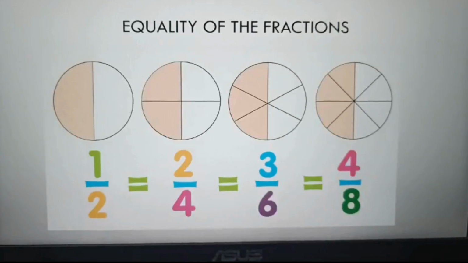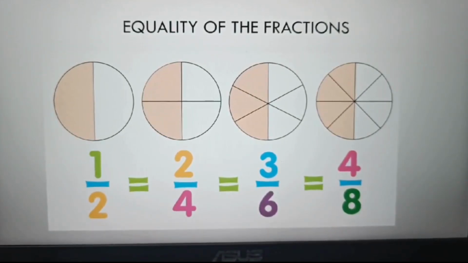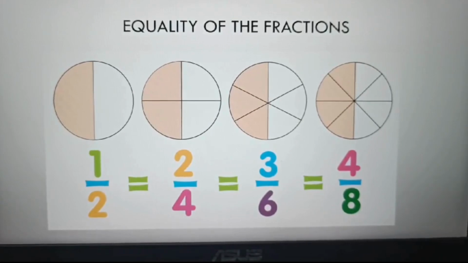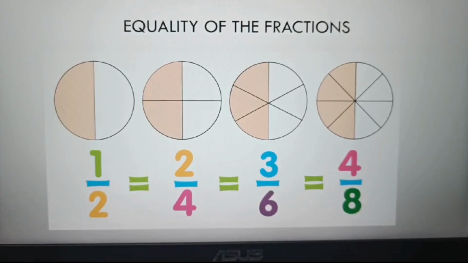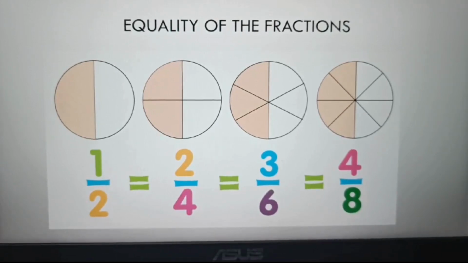So see here the equality of fractions. If you observe 1 by 2 and 2 by 4, 3 by 6 and 4 by 8, all these are equal. You know this well because the shaded region for all the fractions is the same. So they are equal. But the concept you are going to learn here is how they are equal.